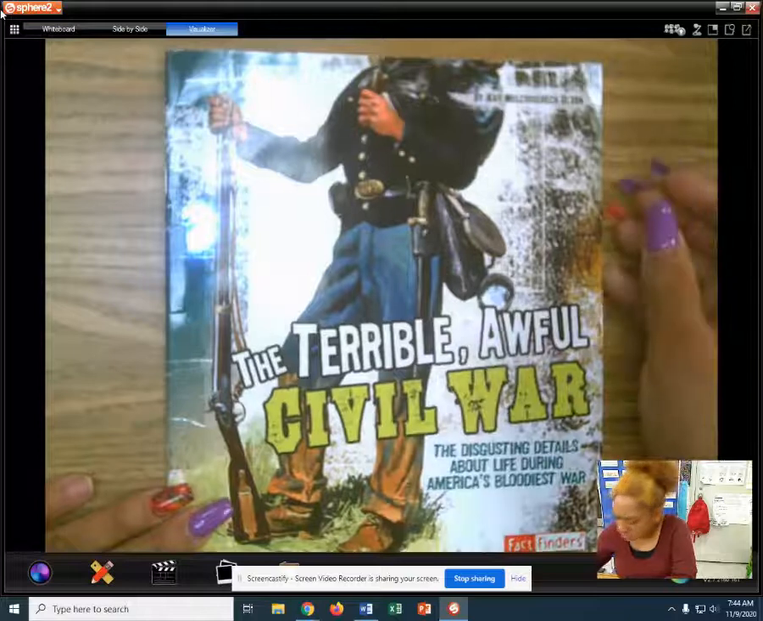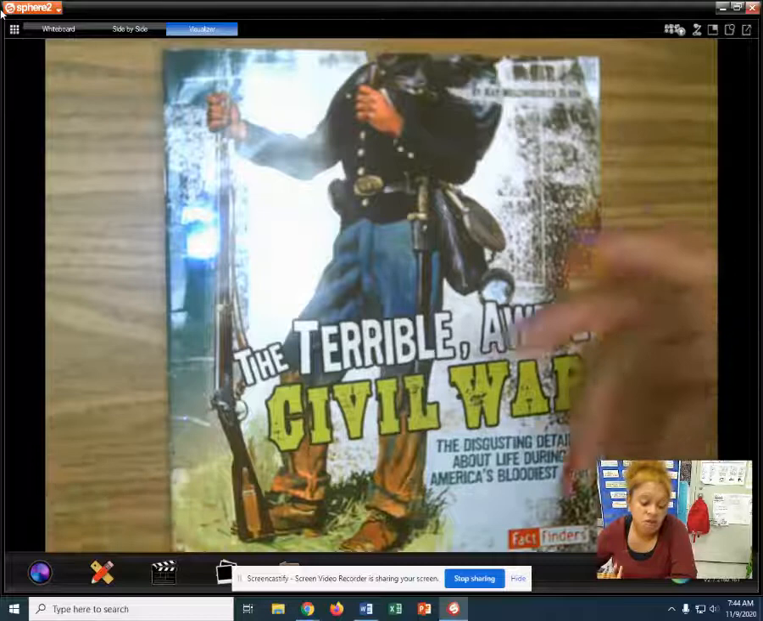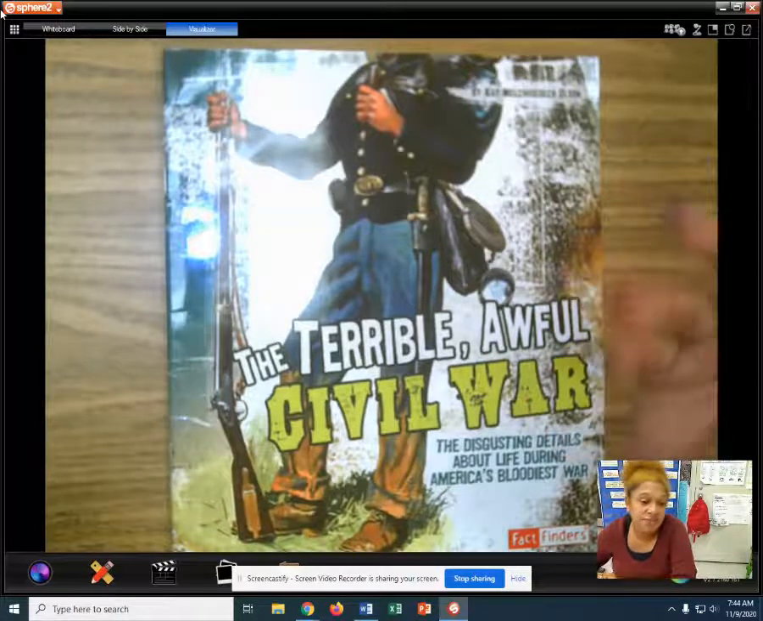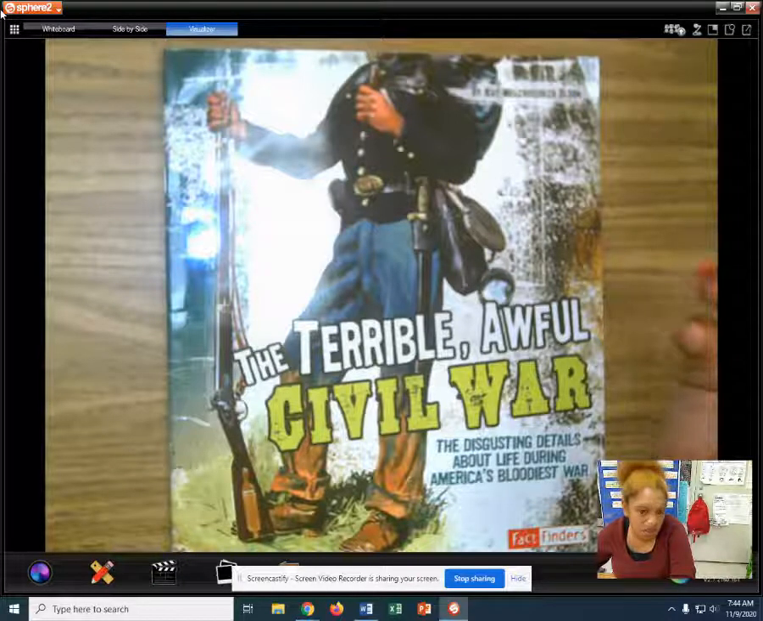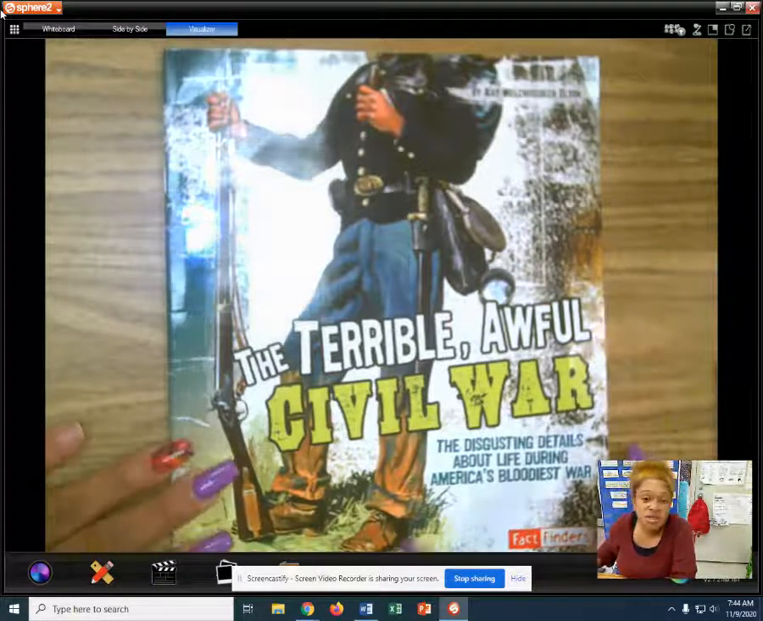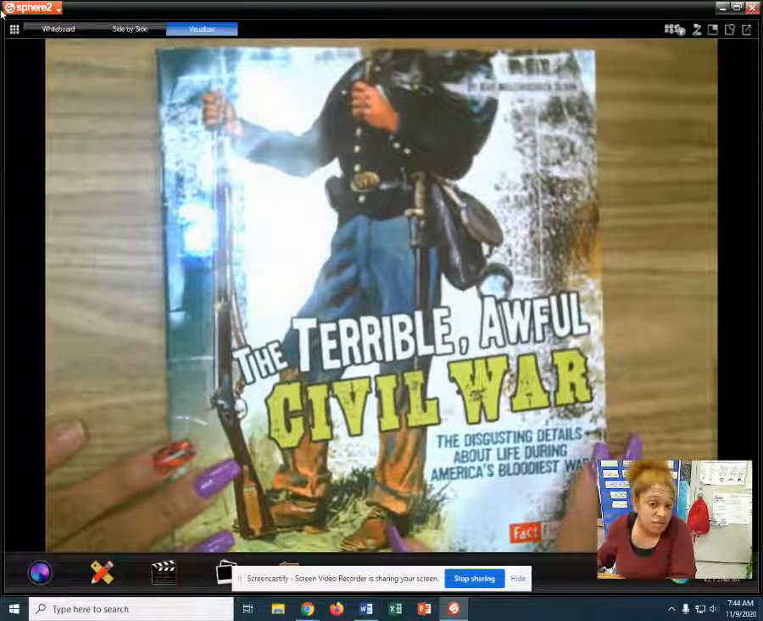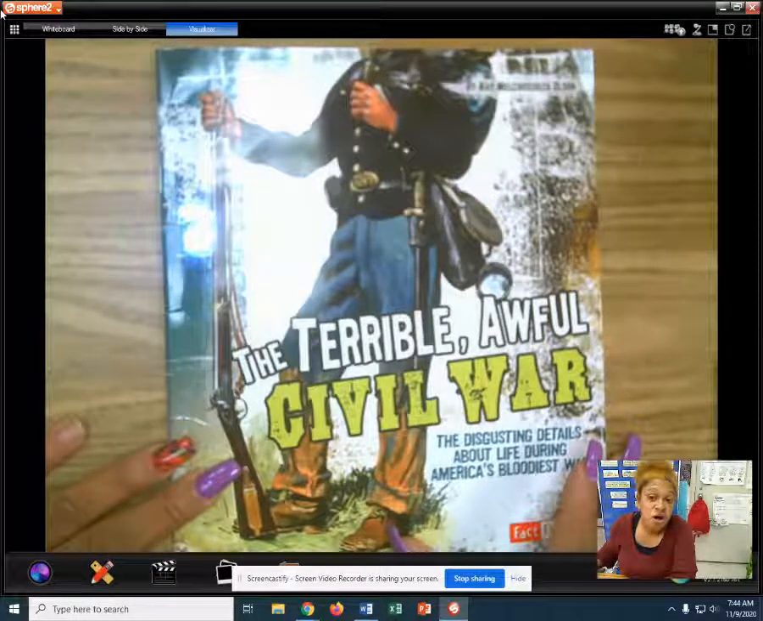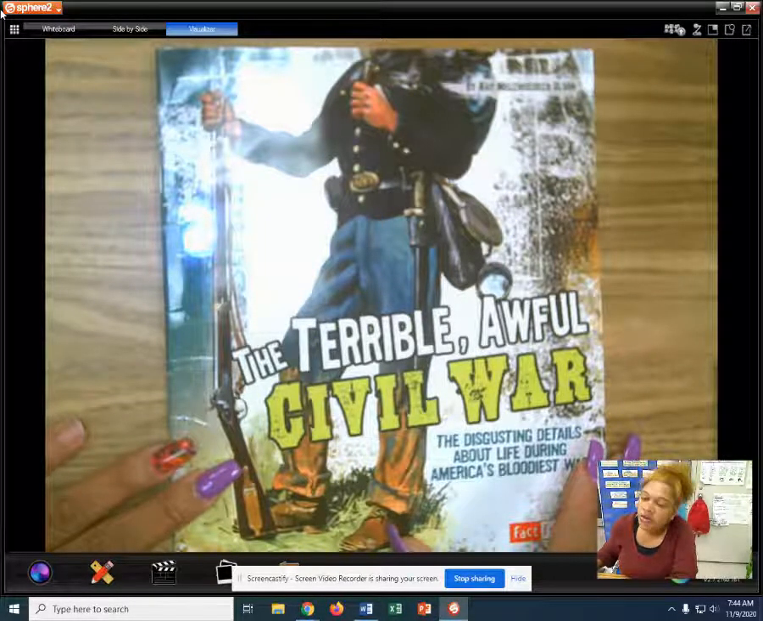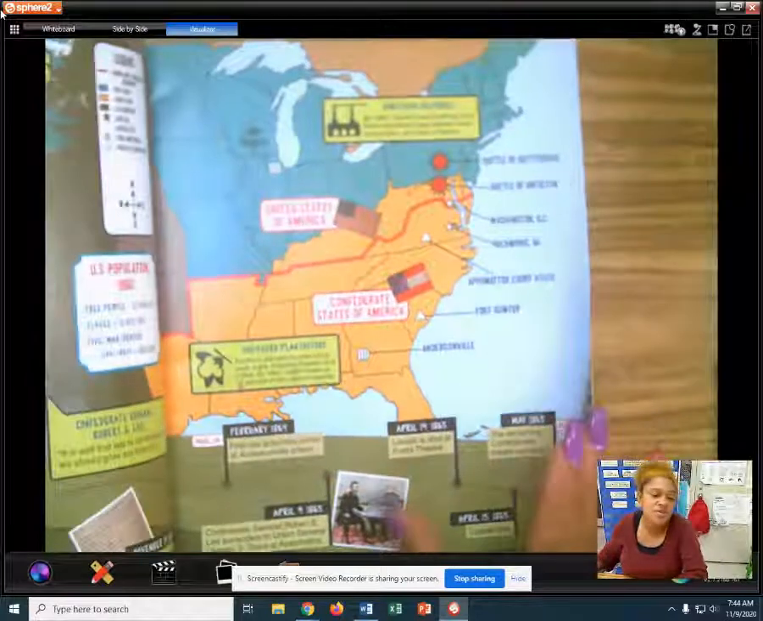Okay. So before I start reading, the first thing we always need to do when we choose a book to read that's going to give us information about a topic is we want to make sure that we check to see if this is nonfiction. We can usually look for nonfiction text features such as titles, subtitles, graphic organizers, charts and graphs, real photographs, captions, and many more. Okay, so we'll kind of flip through the book, and this is kind of doing a book walk.